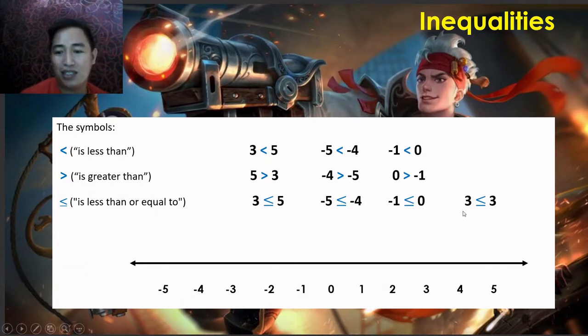Next, 3 is less than or equal to 3. This is allowed also. Okay, 3 does equal 3. So it is true for equal, even though it is false for less than.